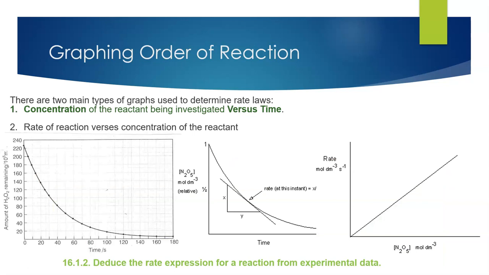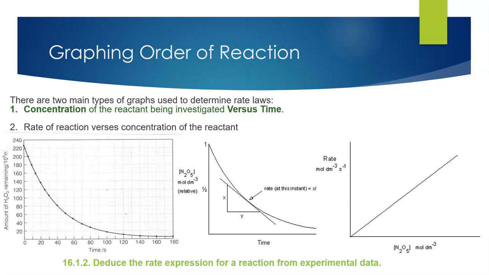Okay. When we come to graphing order of reaction, we need to pay close attention to the units. There are two main types of graphs that we will be seeing in order to determine rate laws. We will see a concentration of the reactant being investigated versus time, which is a standard one that we have seen. This is a standard rate curve where the concentration of the reactant is going to decrease over time, and the rate of reaction is the tangent to the curve.